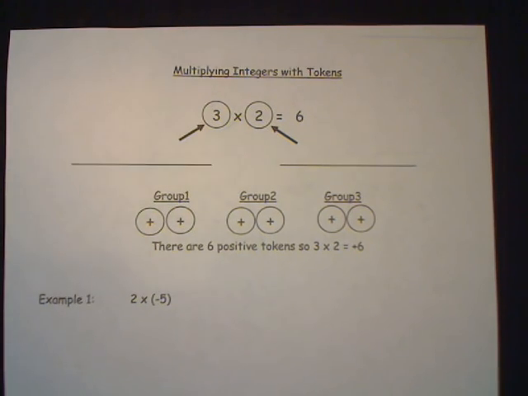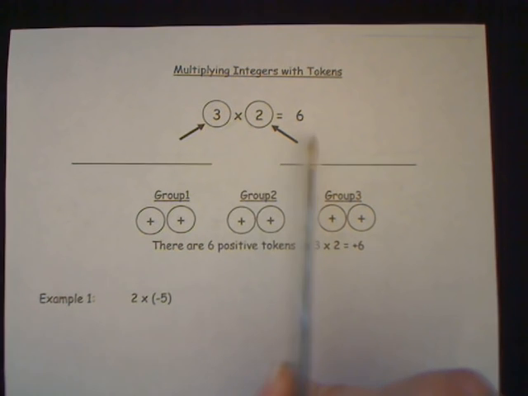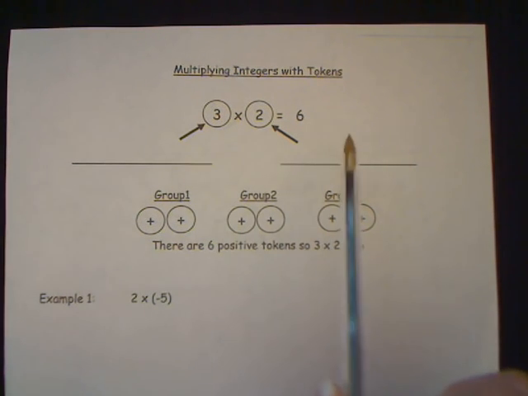Okay guys, in this video we're going to show how to model multiplying and dividing integers with tokens. So we are going to start with multiplying integers with tokens. And if you look here, 3 times 2 equals 6. Well, I know positive 3 times positive 2 is 6.